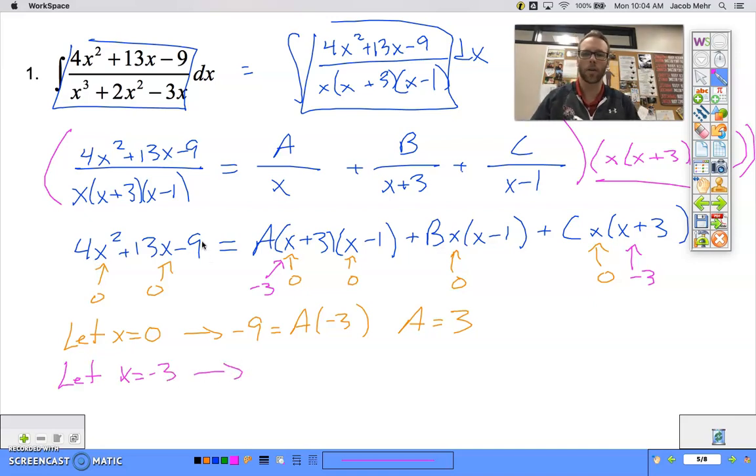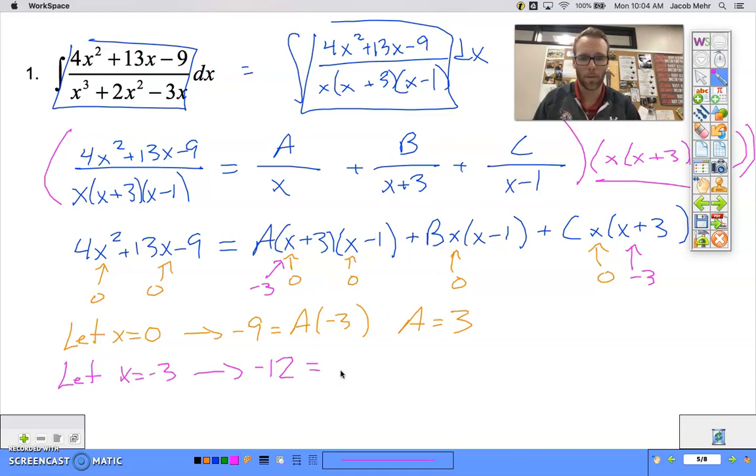I'm going to have to grab my calculator. I'm not going to draw all these zeros like I did with the orange. But we're substituting negative 3 in for x. So 4 times negative 3 squared plus 13 times negative 3 minus 9 gives me negative 12 equals. Now the negative 3 for this term makes it all go away.